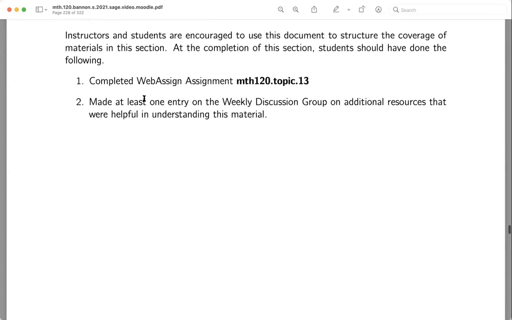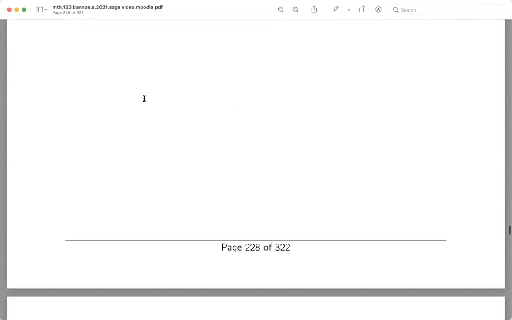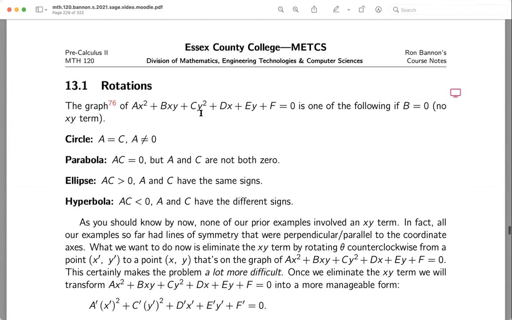So here's the deal. We're going to talk through this. It's a tough section, there's no doubt about it. It does depend on trigonometry, and it does depend on knowledge of conic sections. We're going to start off with this, and I'll just briefly go through what we're doing here. We're going to start to see conic sections where we have a term like this in it, and we don't like that term. I'll be honest with you, it makes it more difficult to graph.